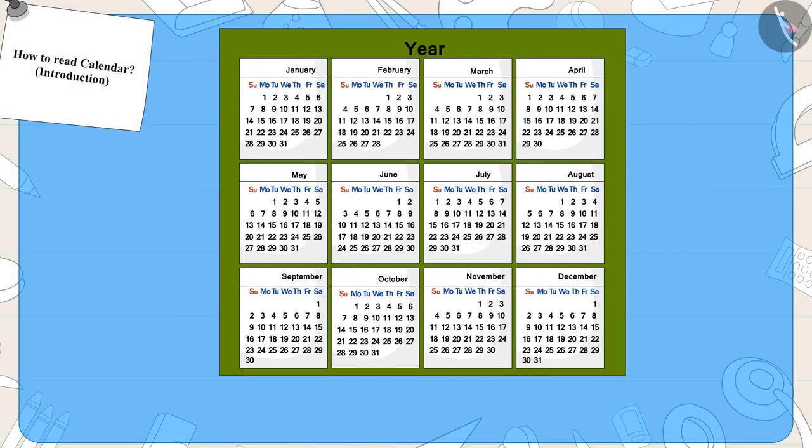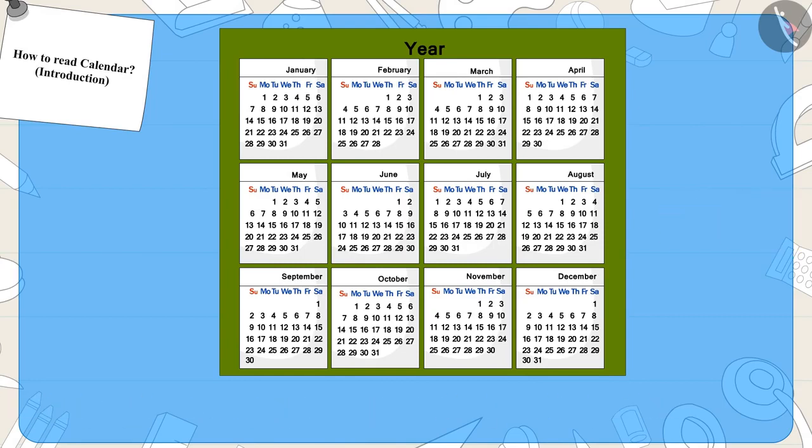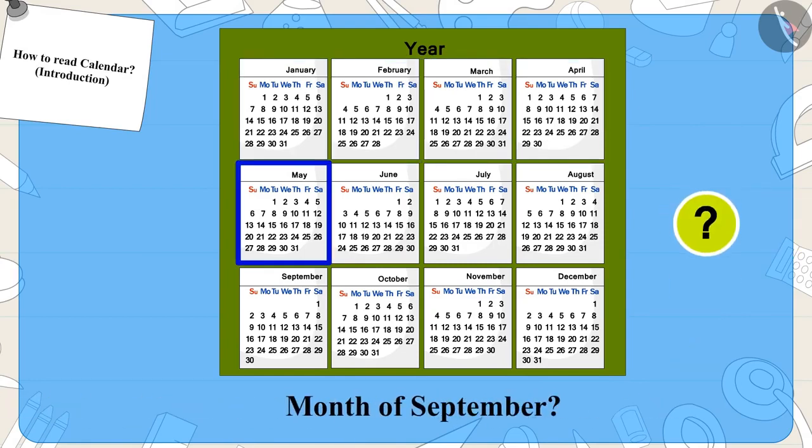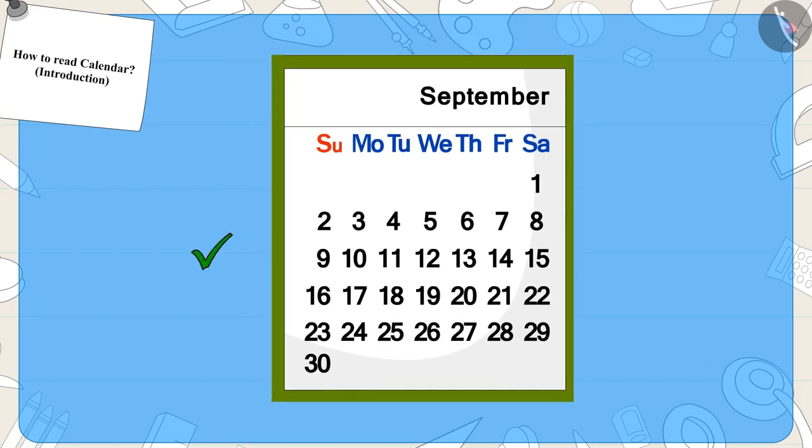Children, can you find the date of 10th September on this calendar? First, we will find the month of September in the calendar. Can you find the month of September on this calendar? Well done, kids. You have found it absolutely right. Now, can you find the date 10 in here? That's great. You got the date right.